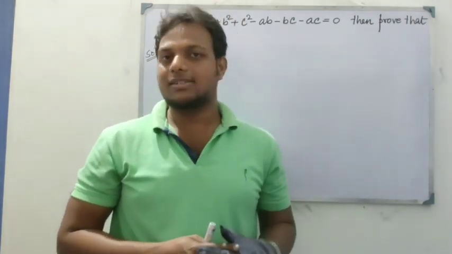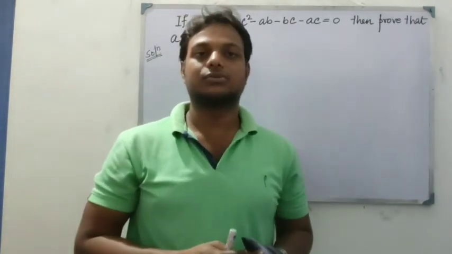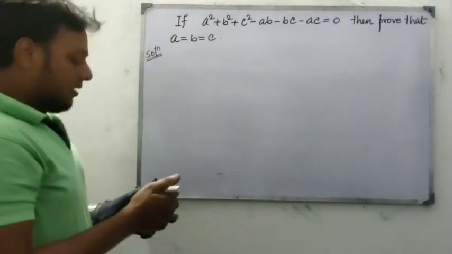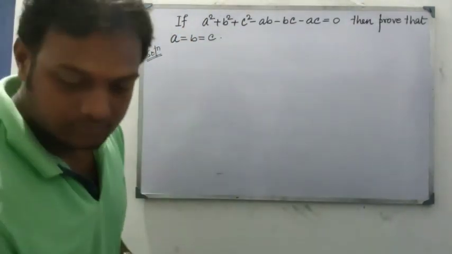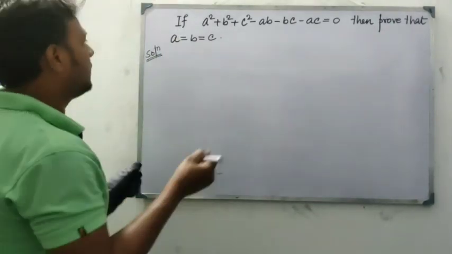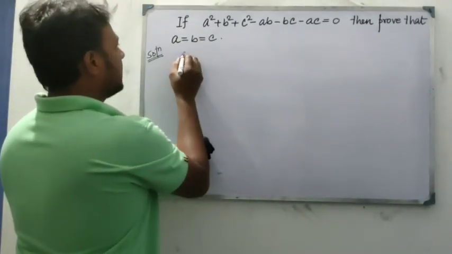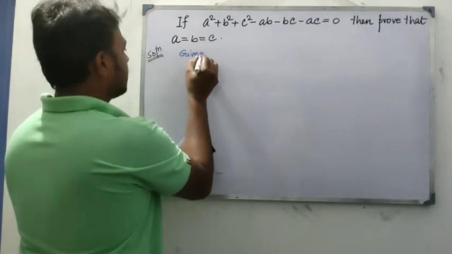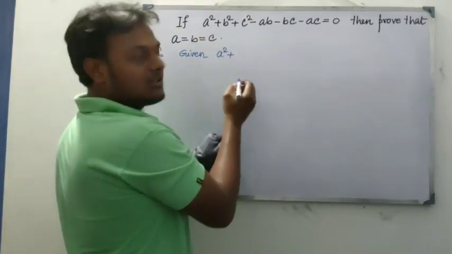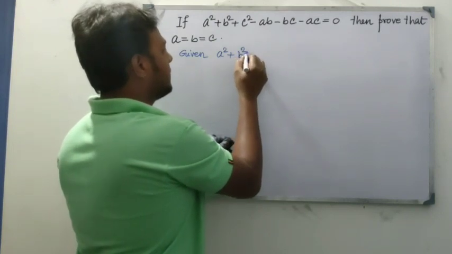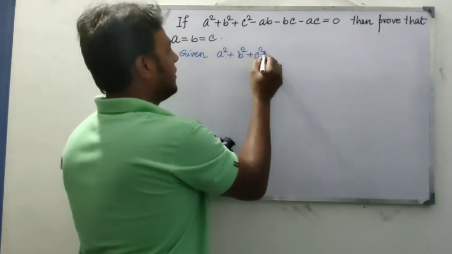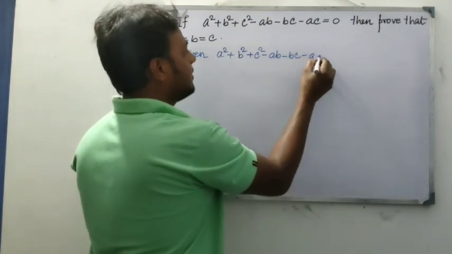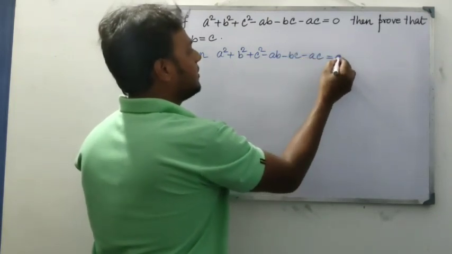Otherwise you will not understand the proof. Okay, so I am solving. Okay, given a square plus b square plus c square minus ab minus bc minus ac equals to 0.